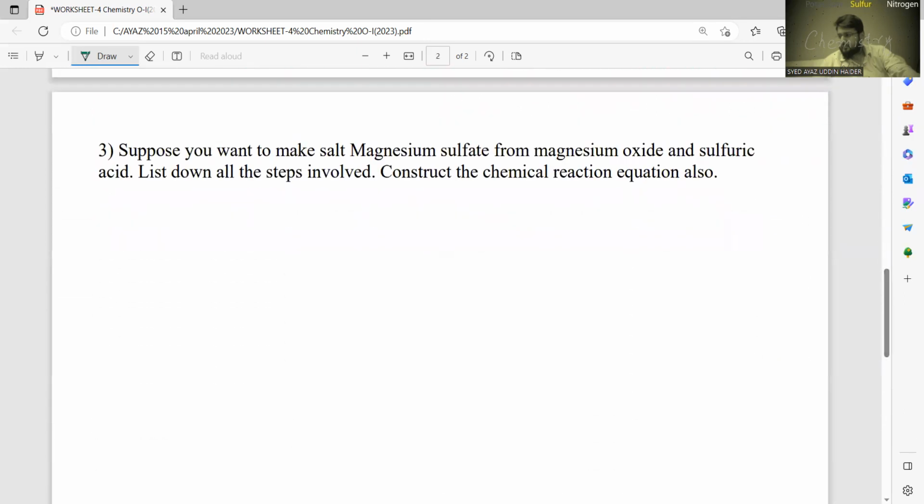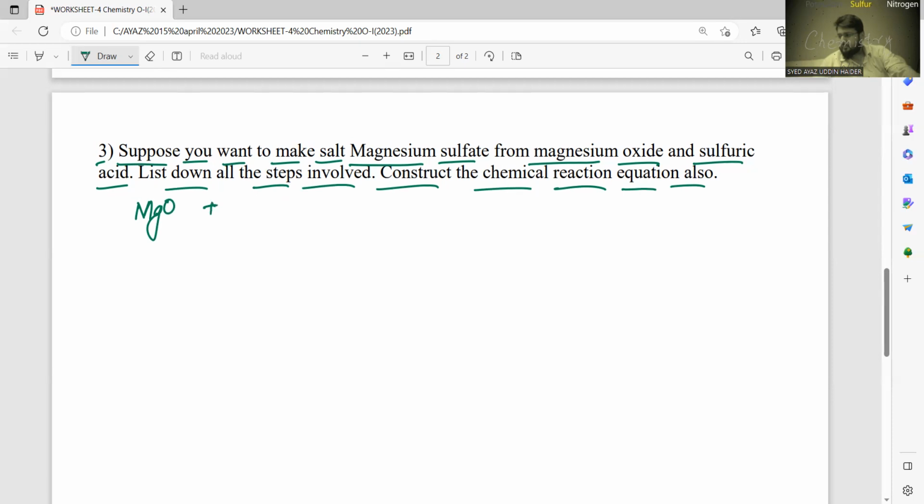Last question. Number 3, suppose you want to make salt, magnesium sulfate from magnesium oxide and sulfuric acid. List down all the steps involved. Construct the chemical reaction equation also. First of all, I'm writing the chemical reaction equation. This is the reaction between metal oxide and acid. Whenever you react metal oxide and acid, you will get salt and water. The formula for magnesium oxide will be MgO. Recall the valency concept. I'm not going to show you how you're going to deduce this formula. The formula for sulfuric acid is H2SO4. One of the product is water, so I will write H2O.